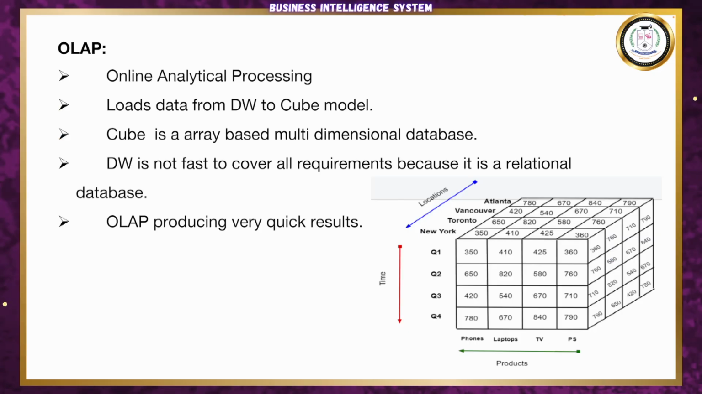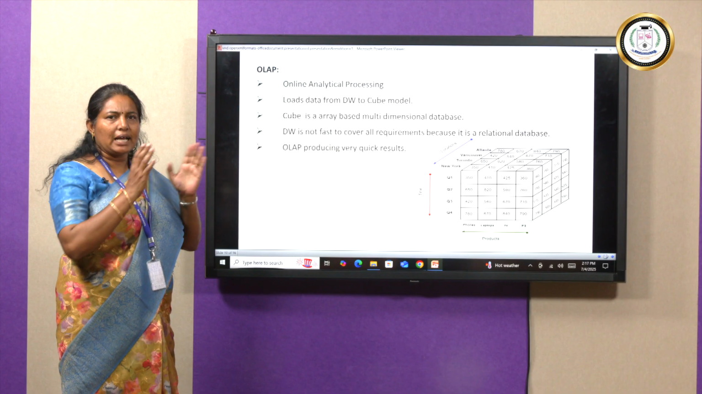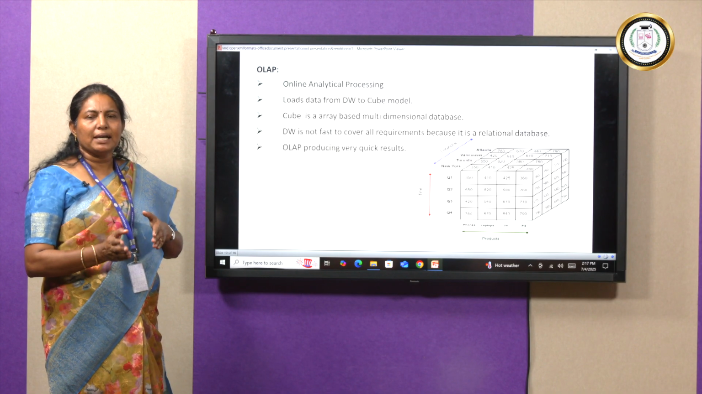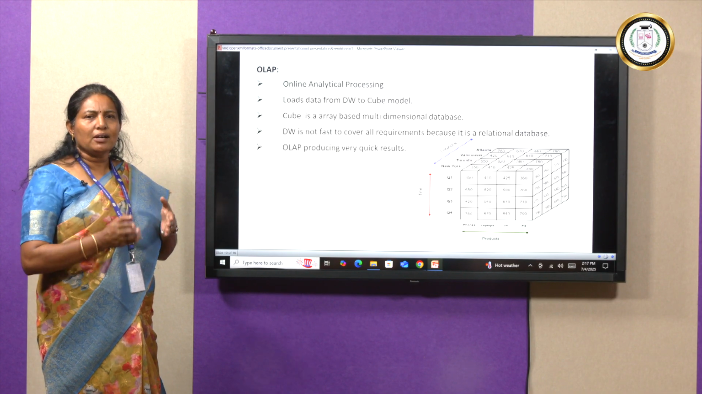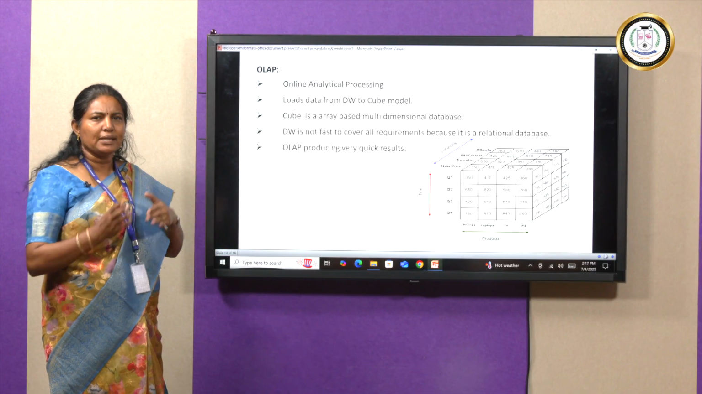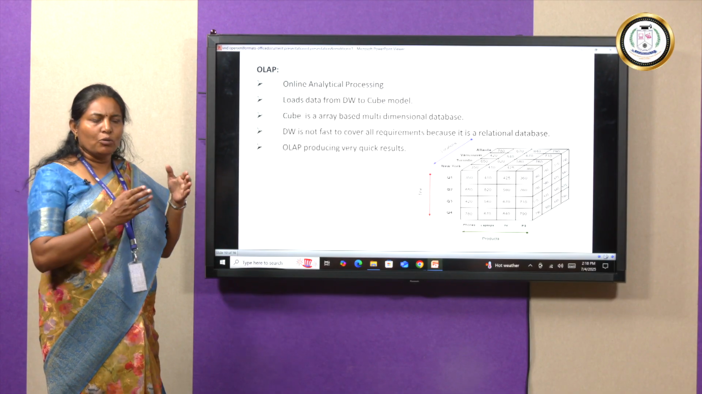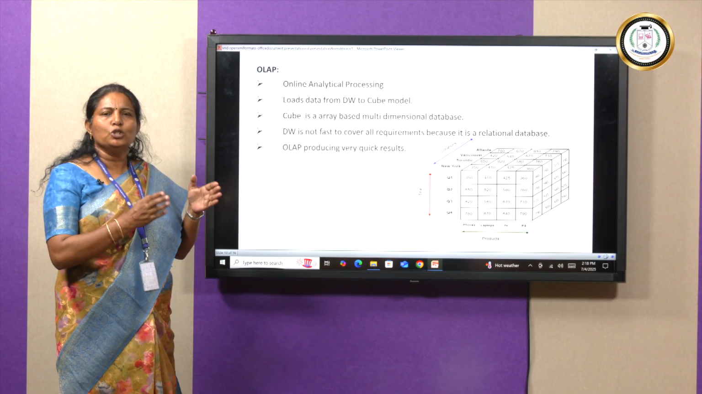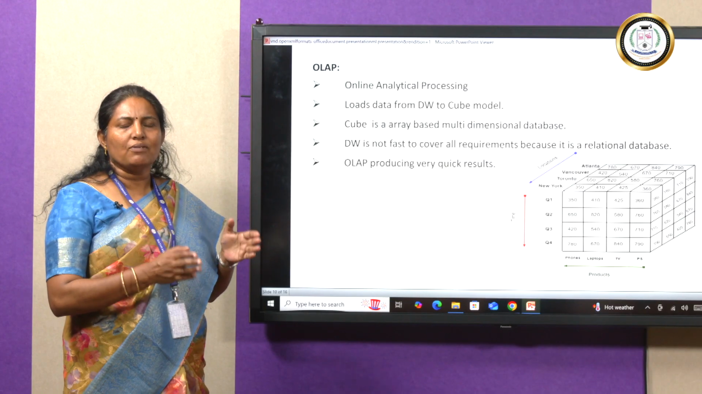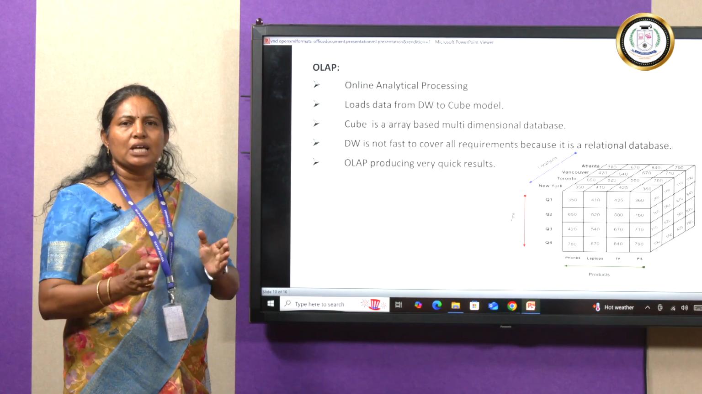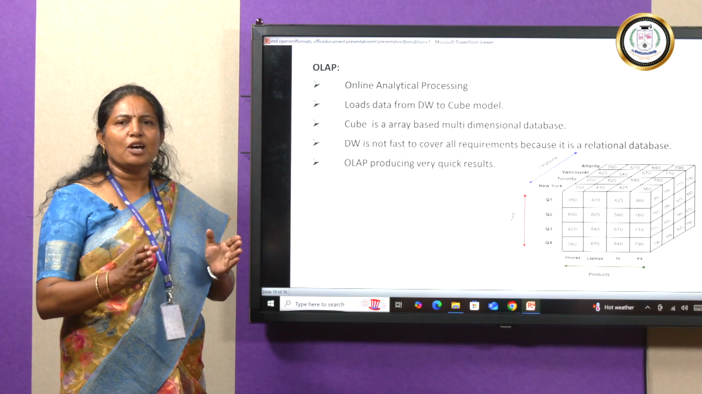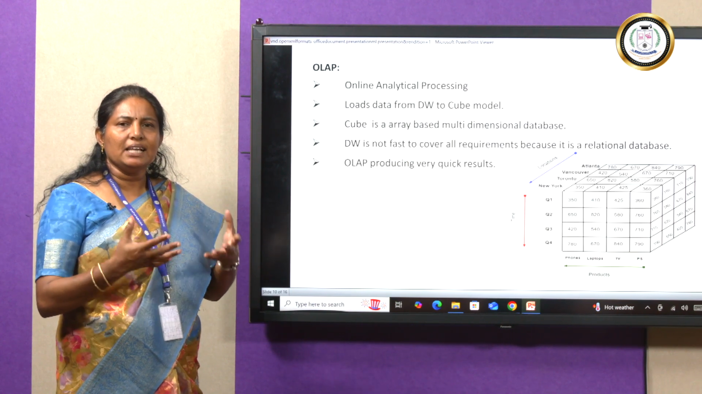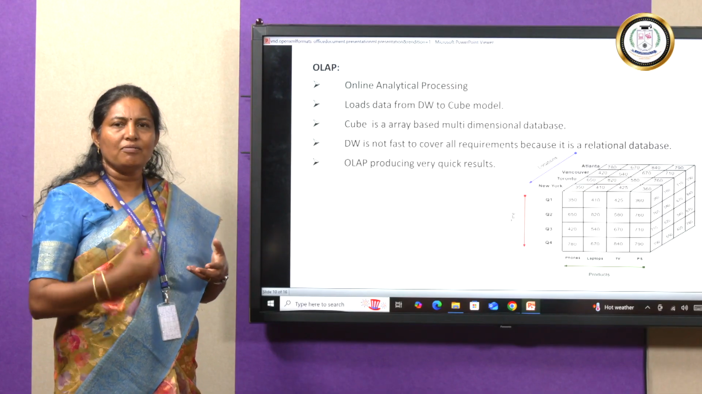This is OLAP. Here OLAP means online analytical processing. Here the data from the data warehouse is transferred to OLAP multi-dimensional cubes. Why are we transferring from the data warehouse to a multi-dimensional cube? Because the data warehouse is a relational database, at a time we can refer to only two attributes. If we store our data in multi-dimensional cubes, at a time we can refer to three or more, so the data is easily and quickly accessible.